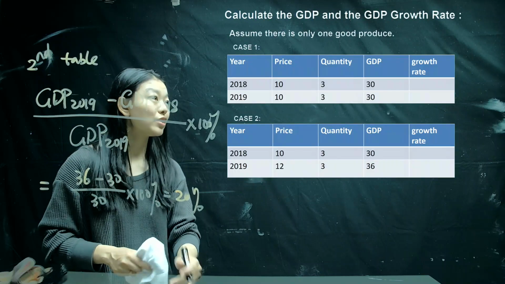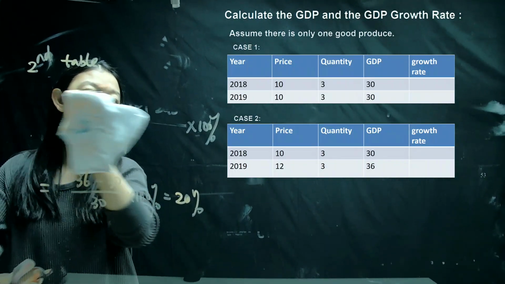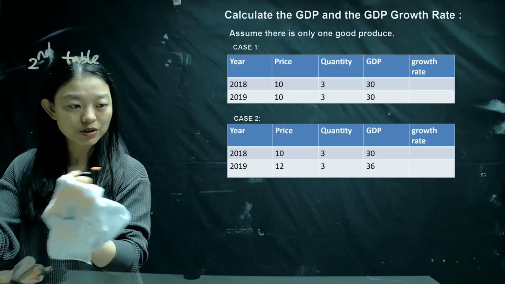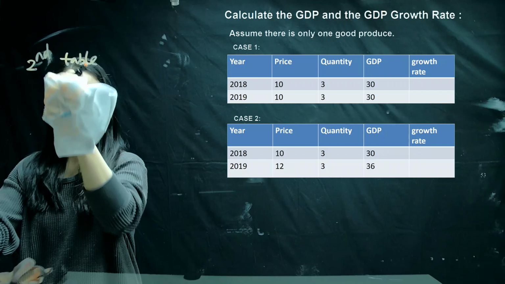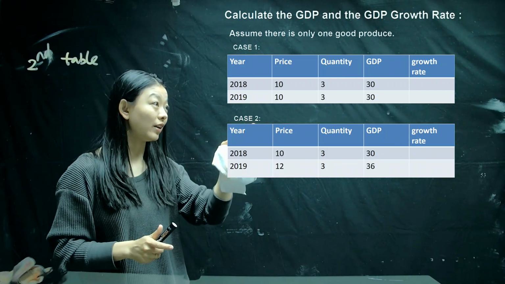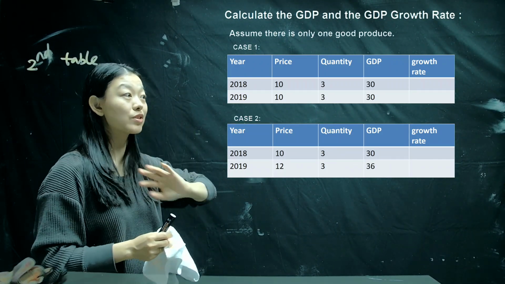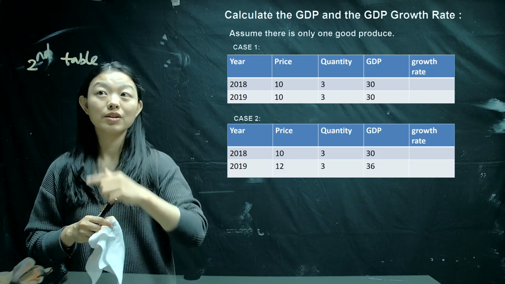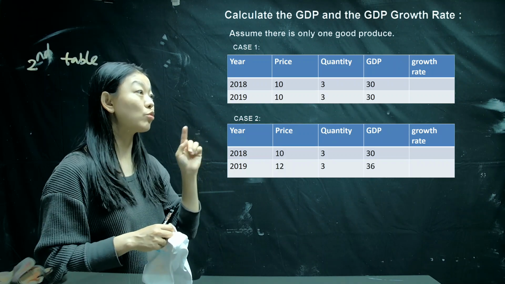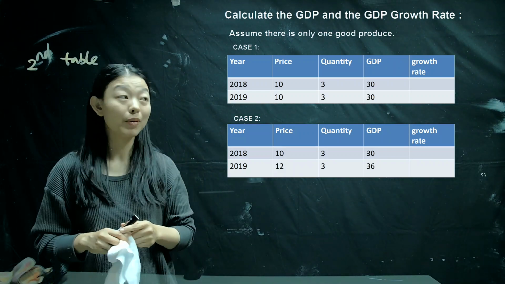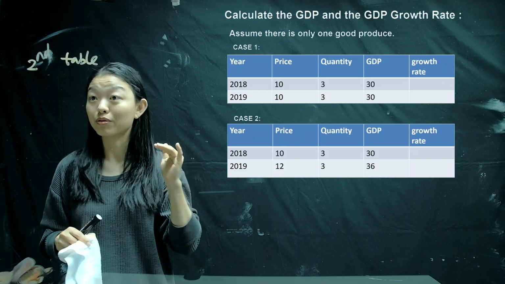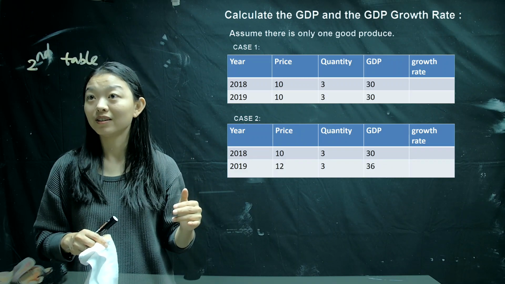Now, just look at the second table. If we look at the second table, you might notice that the quantity of the products is the same, all three, right? In the second table, you can see the quantity of the products is equal to 3, but the only thing that changes is the price of the product, right?